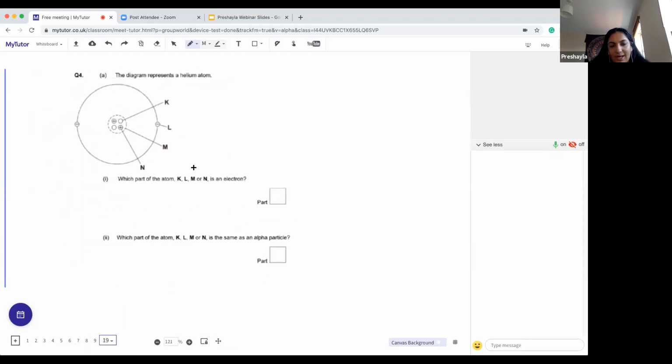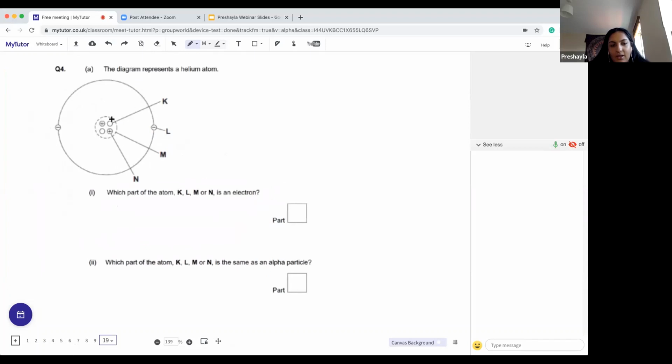Okay, here we've got a helium atom. You've been told K, L, M, and N. You've been given 4 labels, and you need to decide which is the electron and which is the same as an alpha particle. This is a helium atom, not a helium nuclei, a helium atom. Which bit is the helium nuclei, and therefore the alpha particle, and which bit is the electron?